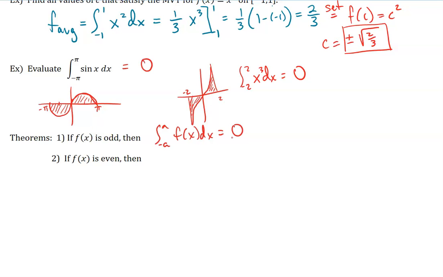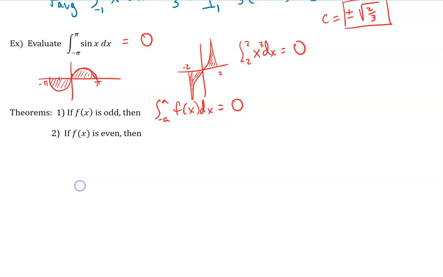Now let's talk about even functions real quick. It's not quite as nice because everything doesn't cancel out. However, let's think about something like y equals x squared, okay? So y equals x squared looks like this. If we're evaluating from say negative 3 to positive 3, something like that, we know that this area is the same as this area. So that would be the same thing as integrating just from 0 to 3, but then doubling it.